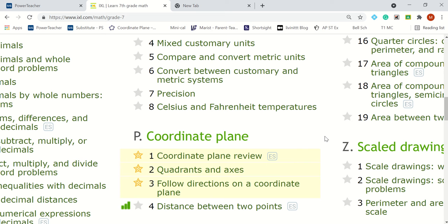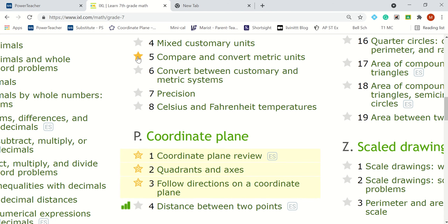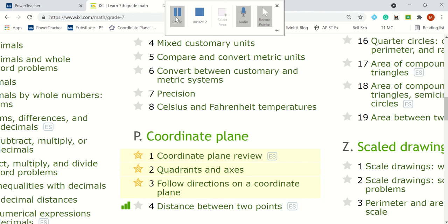Okay? So we're going to take about anywhere from 5 to 10 minutes, however long it takes to finish this or come close to finishing. This is going to be our warm-up for today. P.1 coordinate plane review. Go ahead and start that now. And if you're at home, pause the video now.